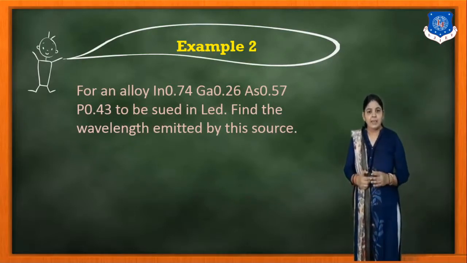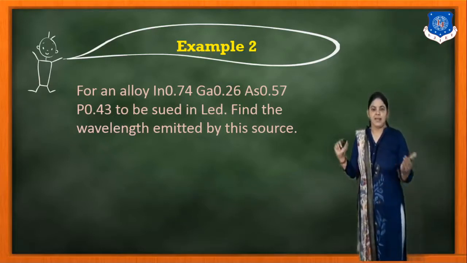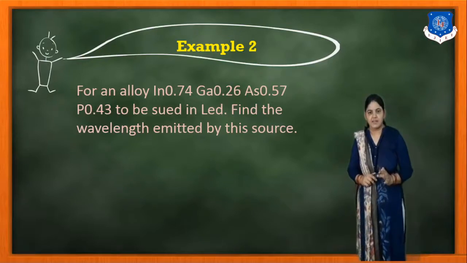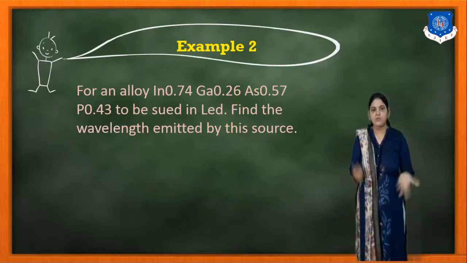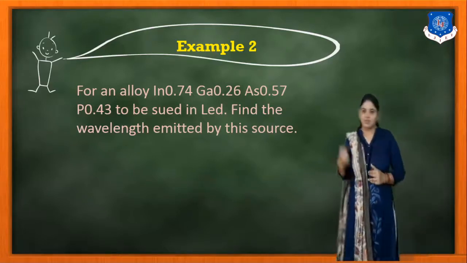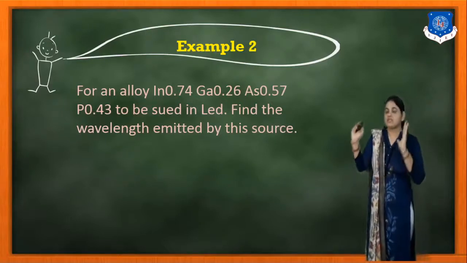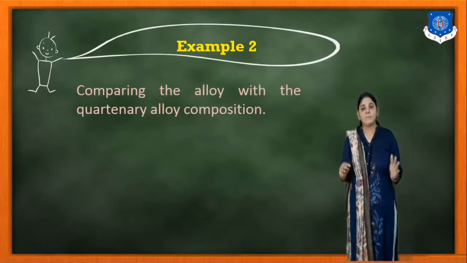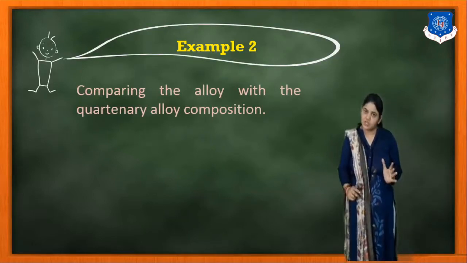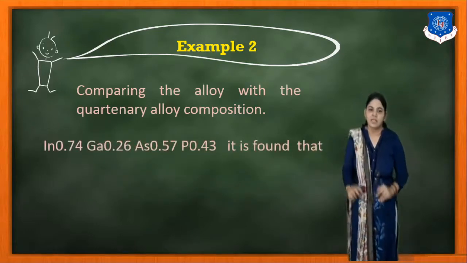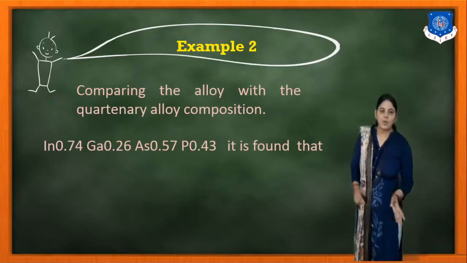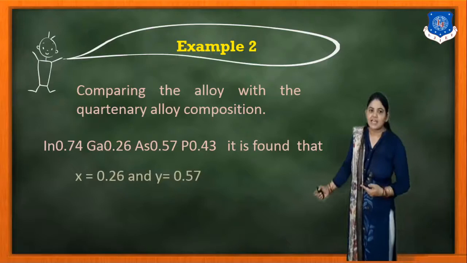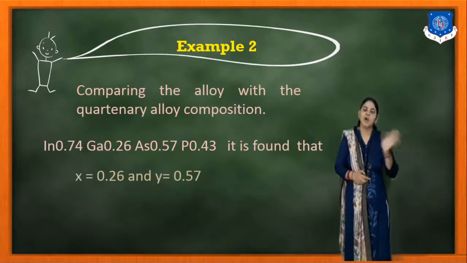For an alloy In0.74 Ga0.26 As0.57 P0.43 to be used in an array, find the wavelength emitted by the source. Here you have seen the alloy of this material and how the X and Y are associated with it. So we compare this alloy with the quaternary alloy composition which we have seen earlier. It is In 0.74, Ga 0.26, As 0.57, P 0.43. So the value of x is 0.26 and the value of y is 0.57.